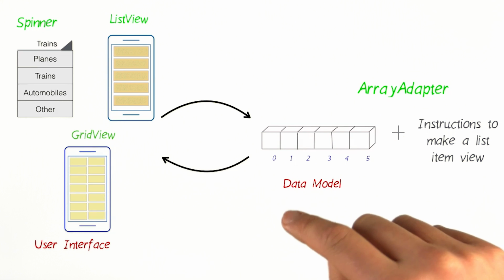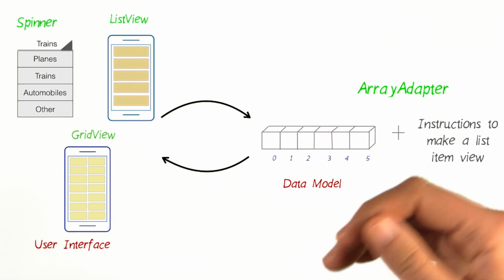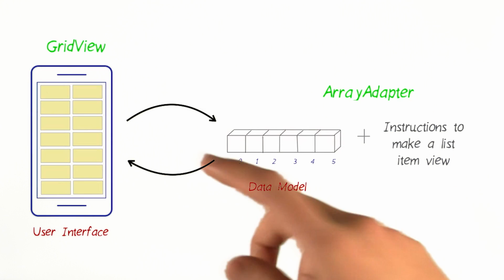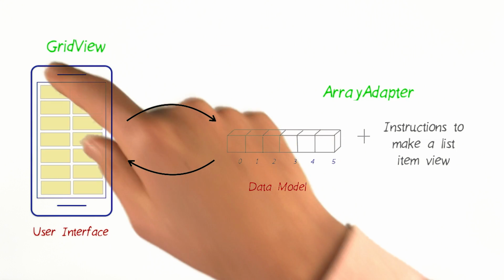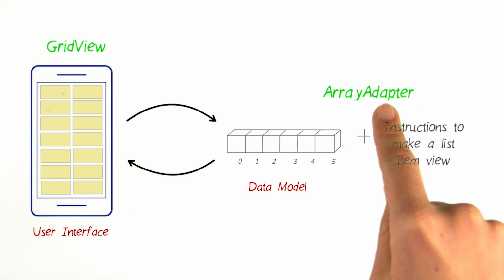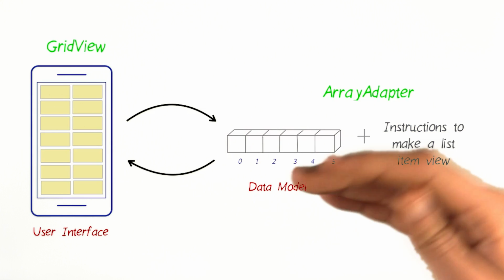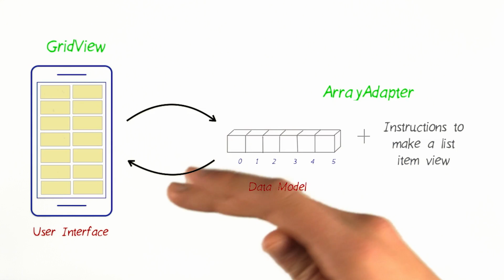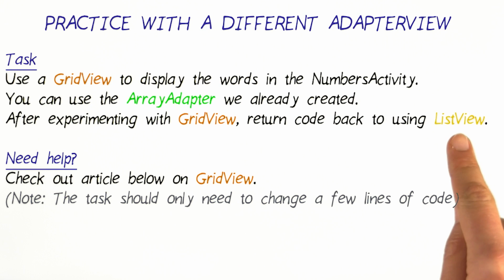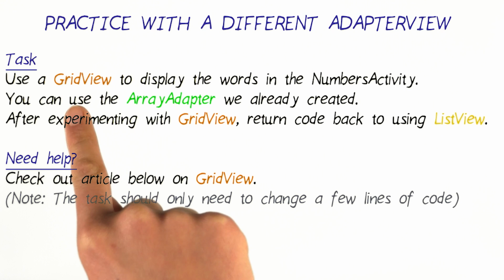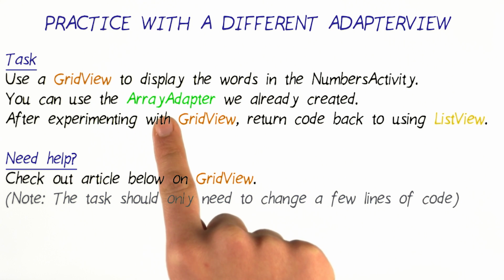For this next task, try to modify some of the list view adapter code and see what happens. Then try to use the grid view instead of the list view. Grid view also recycles views and needs an adapter to know what information to display. This is all for experimentation purposes, and at the end of the task, I'll ask you to go back and revert your code to using list views. Here are the specifics of the practice. Instead of using a list view, try using a grid view to display the words in the numbers activity. You can use the same adapter that we created earlier.